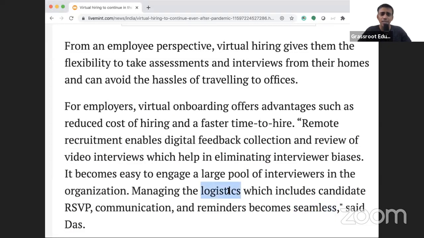Yeah, logistics means the operations. What do you mean by logistics? You have to coordinate, right? So in this sense, good question, Himani.